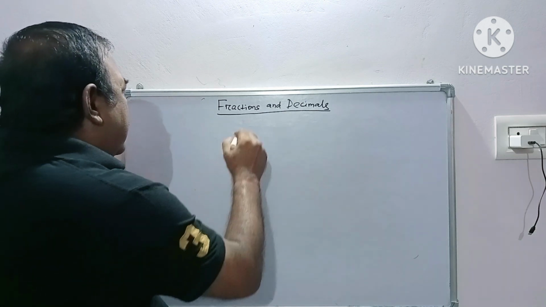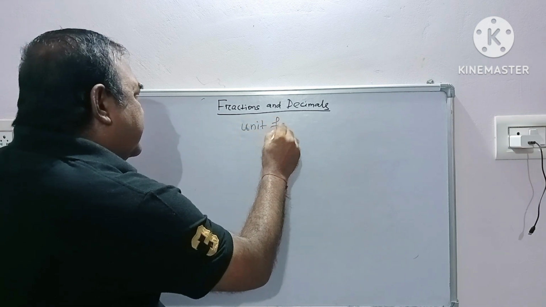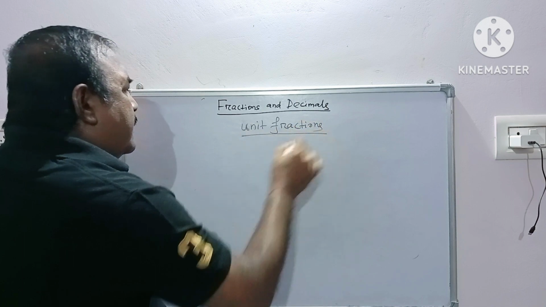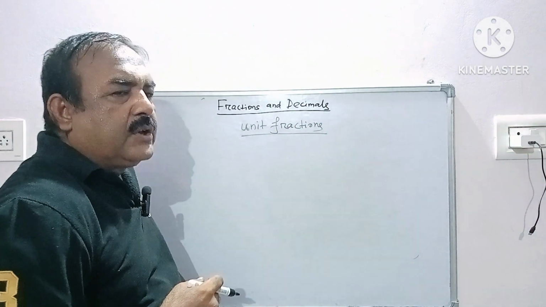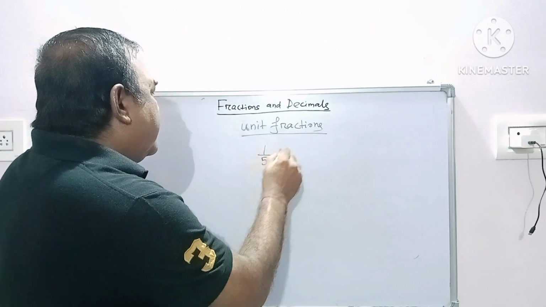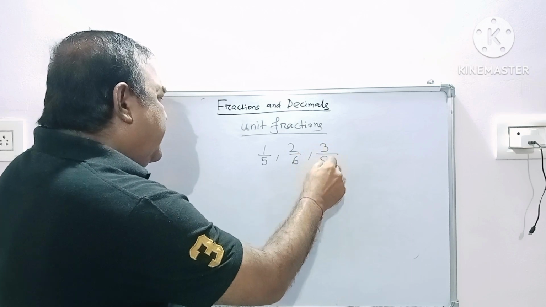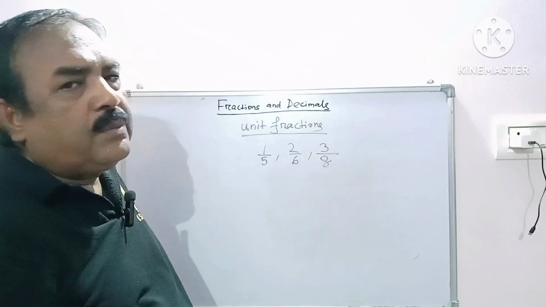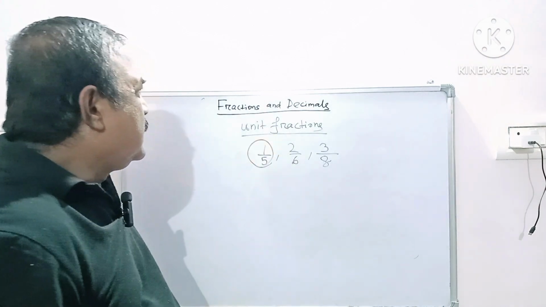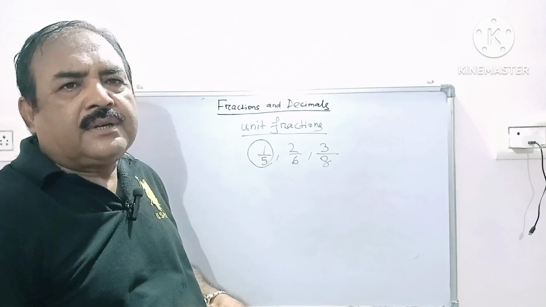And you see, what are unit fractions? Fractions where the numerator is 1. 1 upon 5, 1 upon 6, 1 upon 8. You see, where the numerator is 1, that is a unit fraction. So these are the types of fraction.